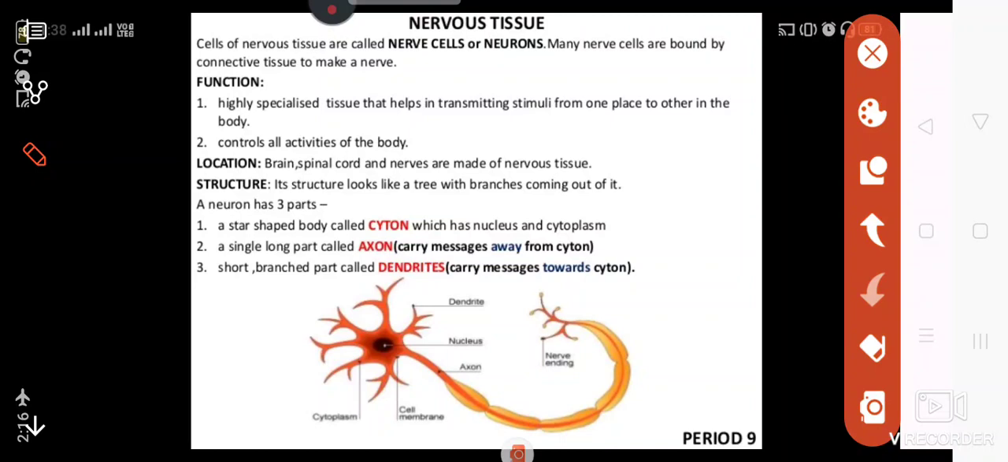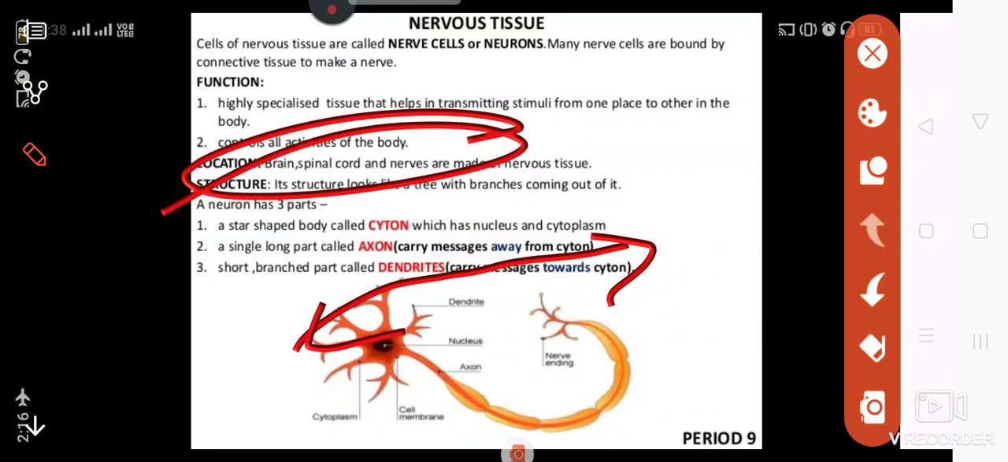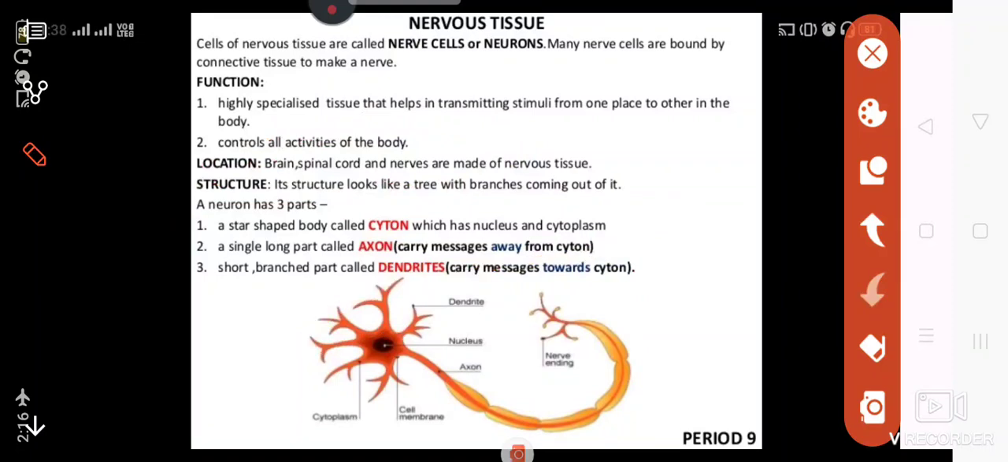So this is the function of nervous tissue, to carry stimulus impulses from one place to another, and these control all the activities of your body. If you are drawing, putting your hand anywhere, writing, or doing anything, all these things are controlled by your brain. And because these nervous tissues are attached to the brain, you can say that all the activities of your body are controlled by the nervous tissue, the nerve cells, or the neurons.